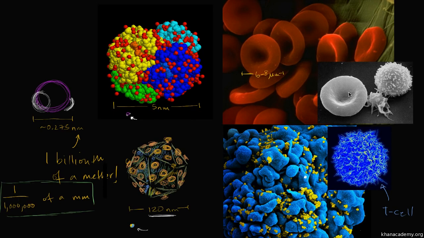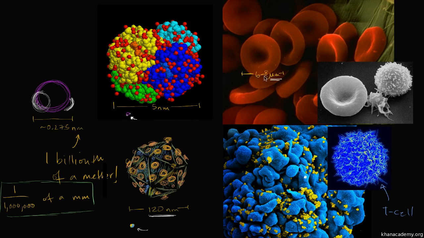This is using an electron microscope. You see a red blood cell right over here, and you see a T cell, and they're roughly the same size, or at least the same order of magnitude size. And a red blood cell is going to be 6 to 8 micrometers wide. So this is 6 to 8 millionths of a meter.